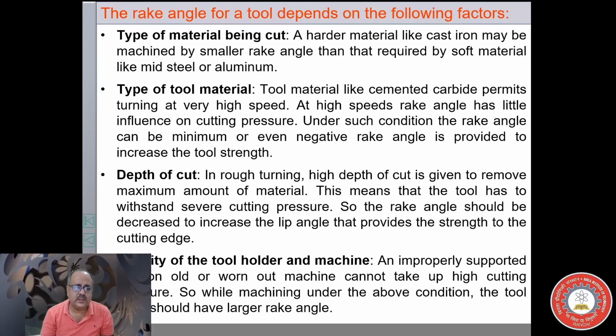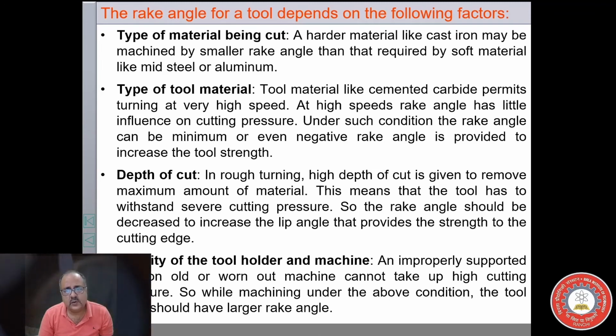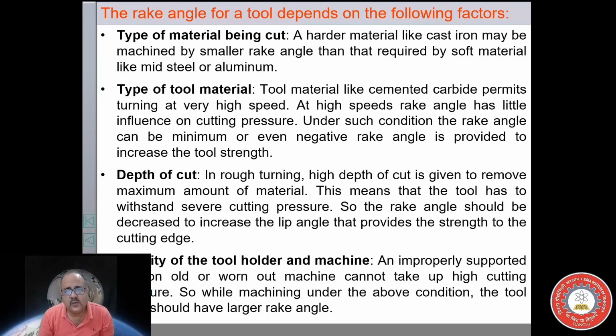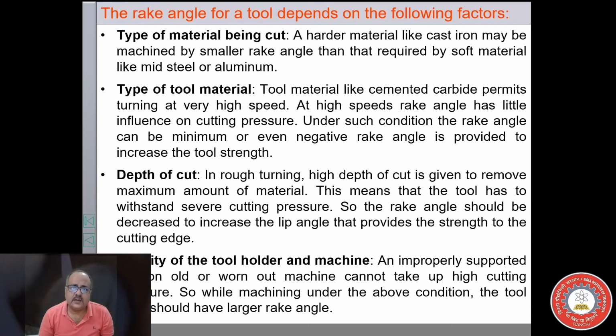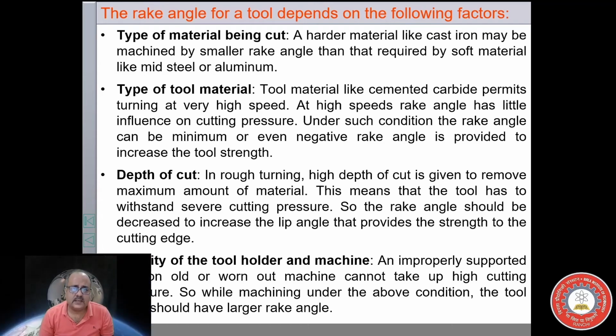And the condition of the machine and rigidity of the tool holder. If the condition of the machine is very old, then in likely chance it will vibrate. So once the tool and the workpiece vibrate, a large amount of load is acting on the tool, and the tool is likely to fail by fracture. So in such cases, it is better to use negative rake angle or lesser rake angle.